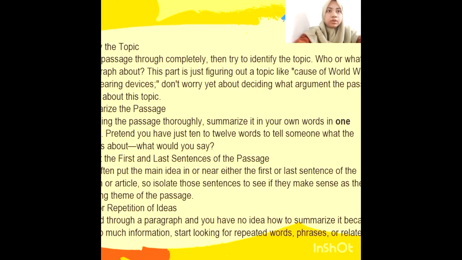Fourth, look for repetition of ideas. If you read through a paragraph and you have no idea how to summarize it because there is so much information, start looking for repeated words, phrases, or related ideas.